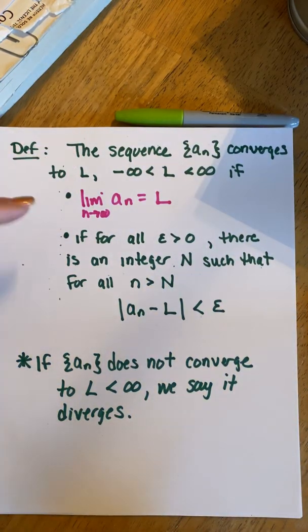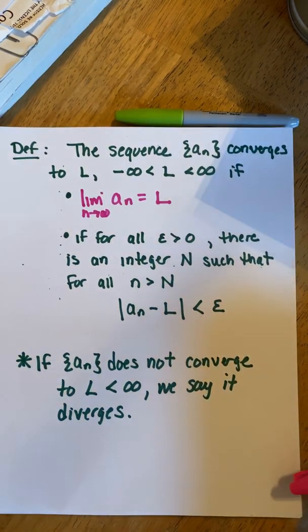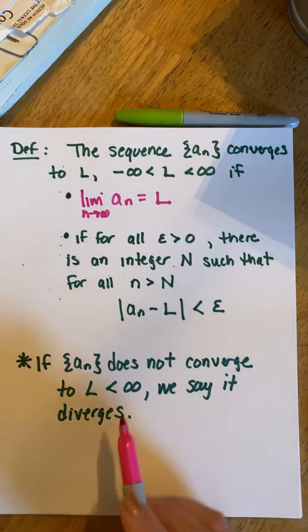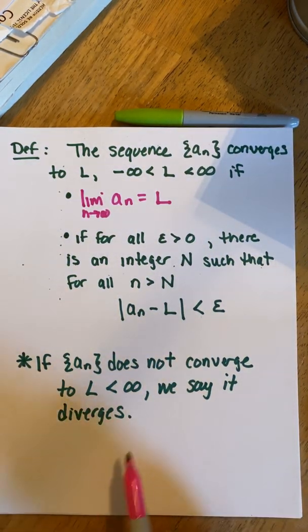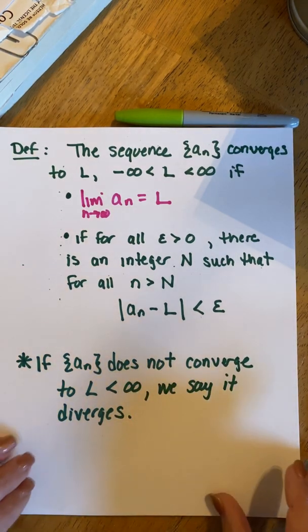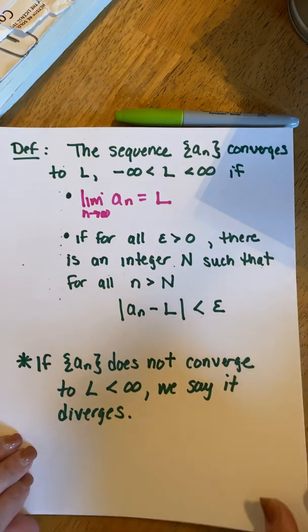I want you to be able to just find the limit, and we're going to use the directives that we used back in, what was it, chapter 2 perhaps, the limits in our Calc 1 class. If a sequence does not converge to a finite number, we say it diverges. But being divergent can happen in different ways.